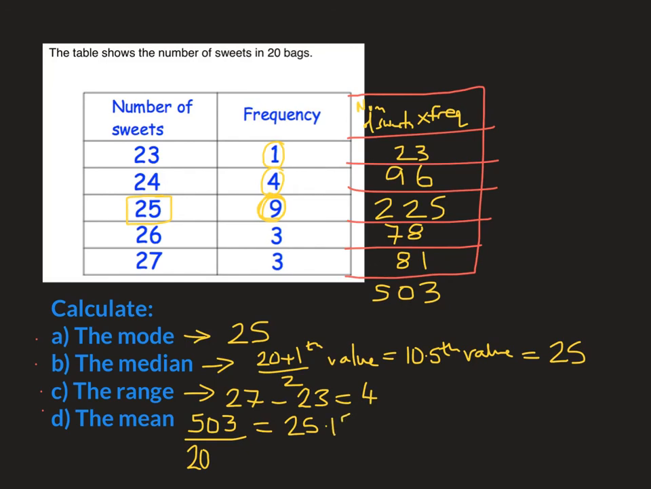25.15. I know sometimes it's tempting to round these values, but please do not. Unless the question obviously tells you to, do not change that to 25. You are going to want to use the decimal. Sometimes if you need to, give it to 1 or 2 decimal places, but this is a nice round number.